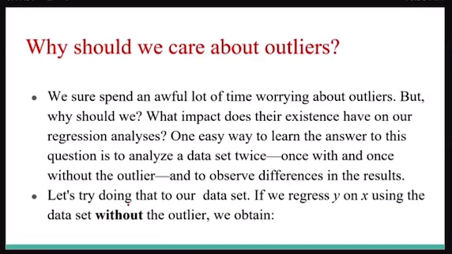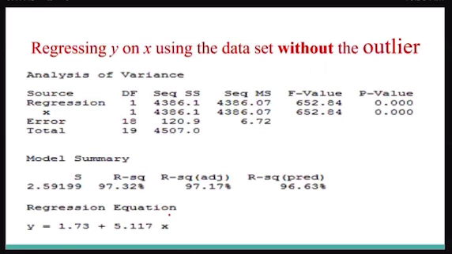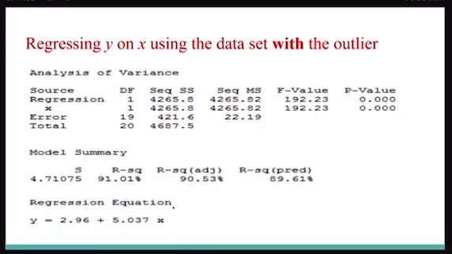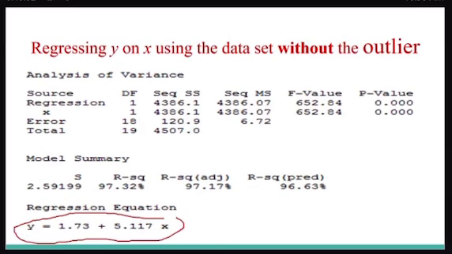Okay. Now, let us try our data set. If we regress Y on X with the data set without the outlier, I want to show you something now. Do you see the model that we got, right? Without the outlier, you see what we got? Now, with the outlier, is that a different model? This is 2.96, 5.037, but right here, they are not the same.